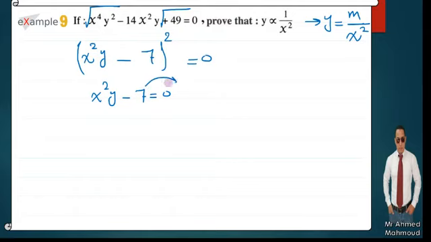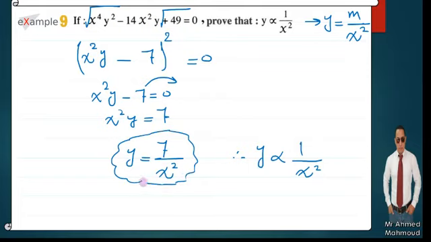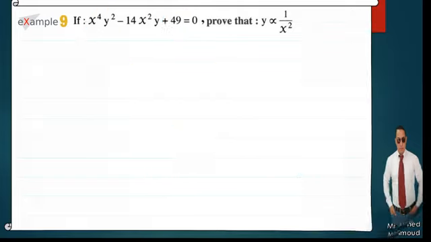I will send 7 there. Then x power of 2 y equals 7. Now I'm going to send the x power of 2 there. Then y equals 7 over x power of 2, or y equals m over x power of 2. Therefore y varies as 1 over x power of 2. Now example 10.